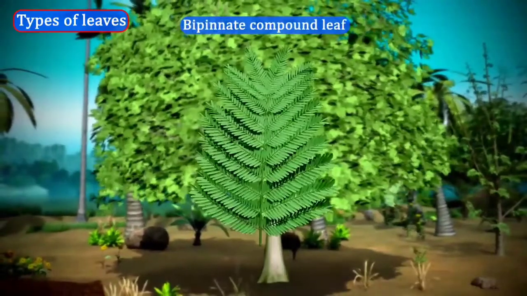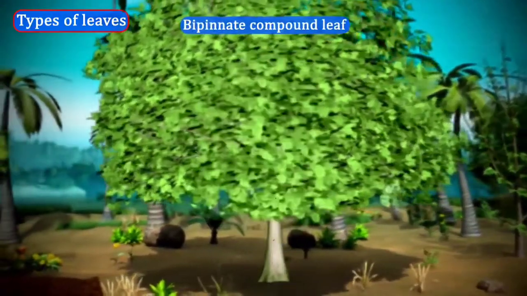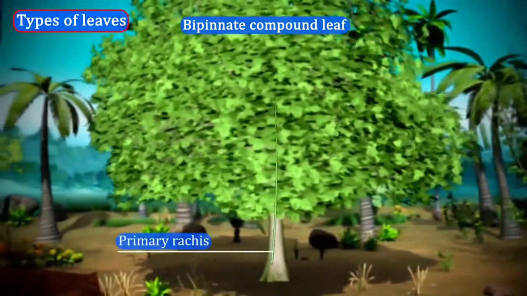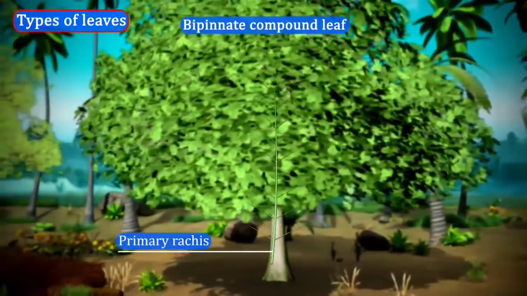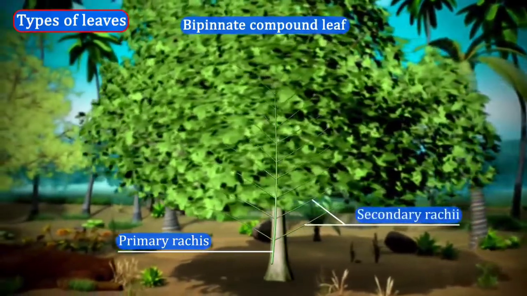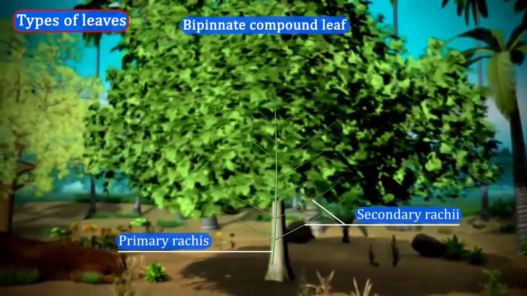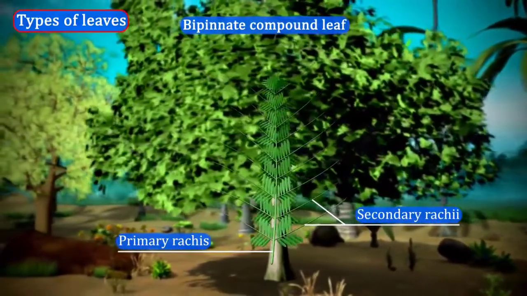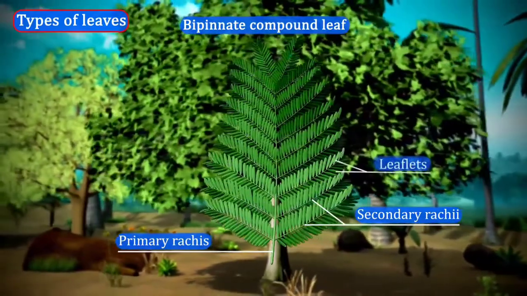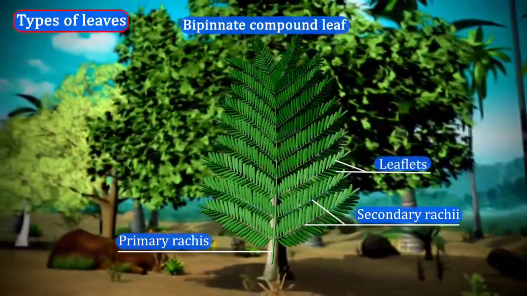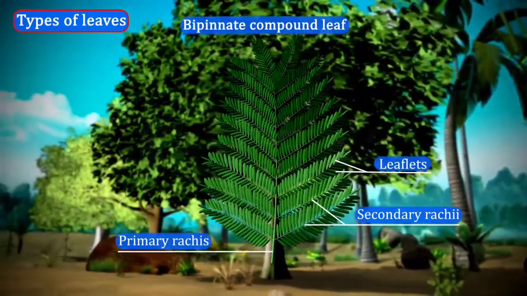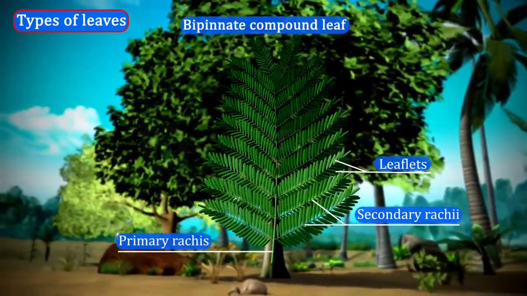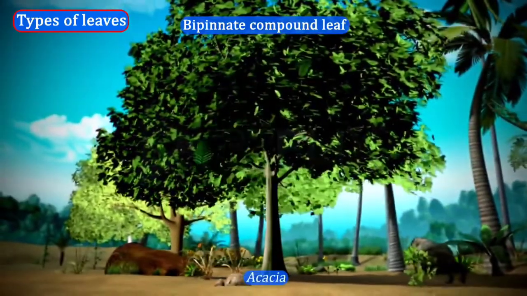Bipinnate compound leaf. In this leaf, primary rachis produces branches only once. The branches of primary rachis are called secondary rachi. Leaflets are present on both the sides of secondary rachi. Such leaves are called bipinnate compound leaves. Bipinnate compound leaves are seen in acacia.